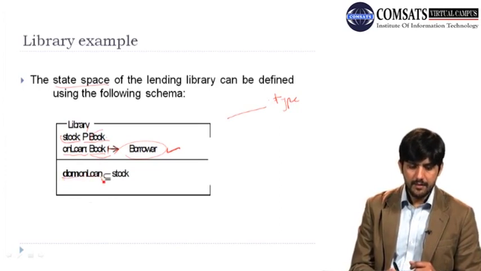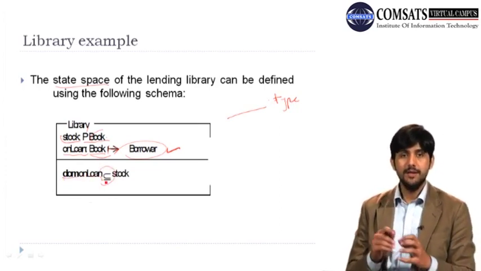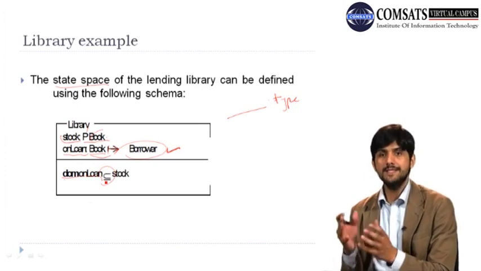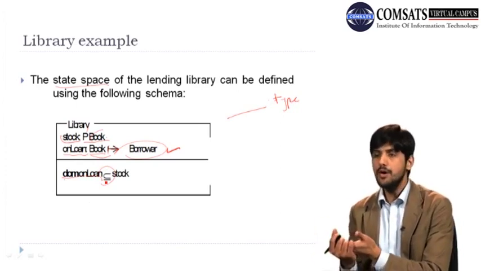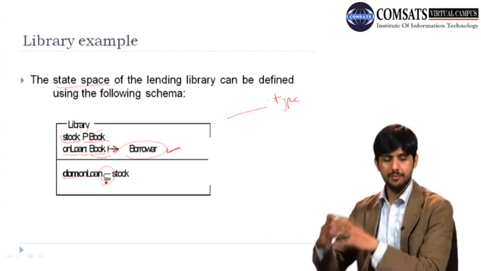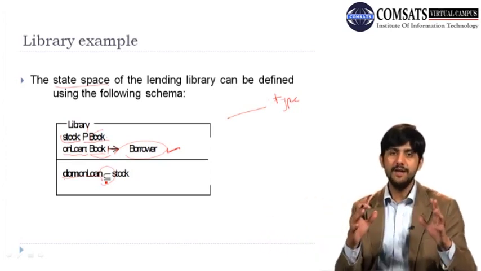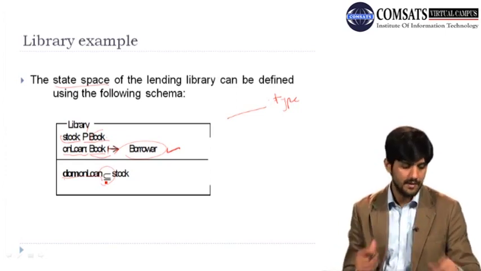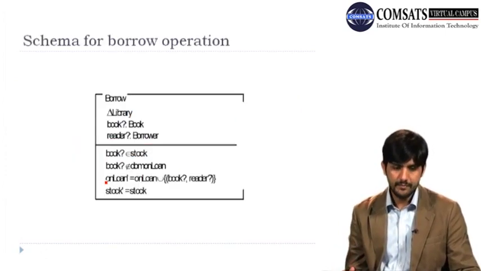And then loan, whatever books there can be loaned, they should be a subset of the stock. So you cannot loan a book if the library doesn't have it. So it should be a subset of that. So this is how we define the state space of this library example.